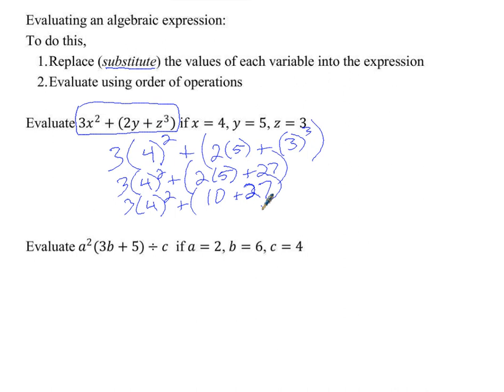Still in the grouping symbol. The only thing left to do is add them, and we get 37. So now we have 3 parentheses 4 squared plus. Do I need to write the parentheses in there anymore? Nope. Once I take care of all the operations inside, the grouping symbol disappears. So this is 37 now. Okay, what's next?